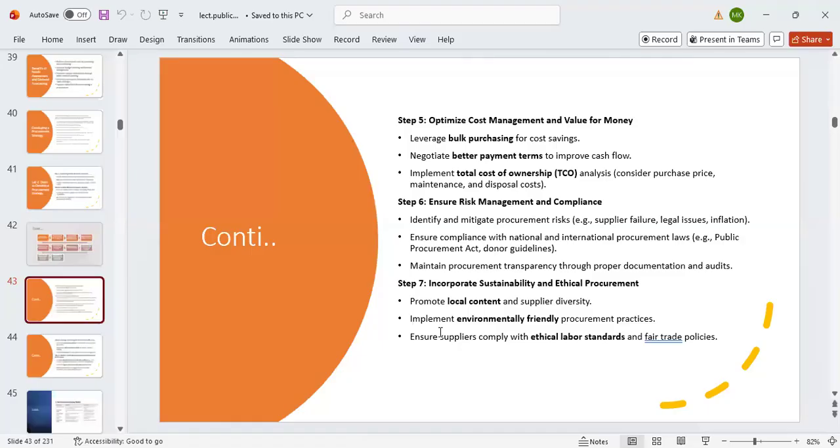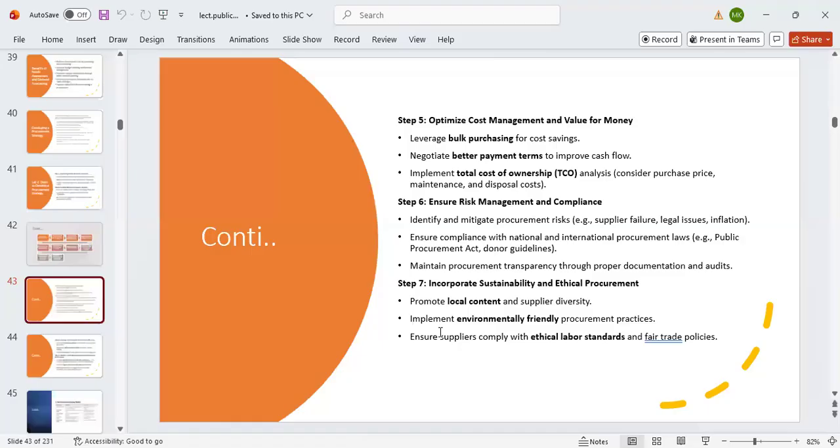You maintain procurement transparency through proper documentation and audits. Very, very important. You can best achieve transparency if all documents are strictly documented, properly documented, and audited.